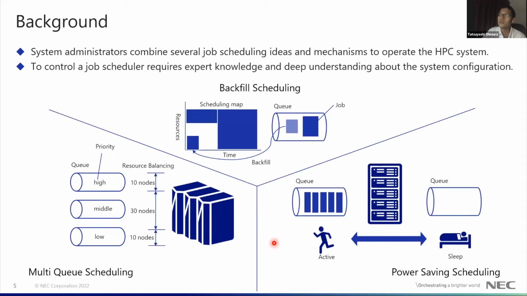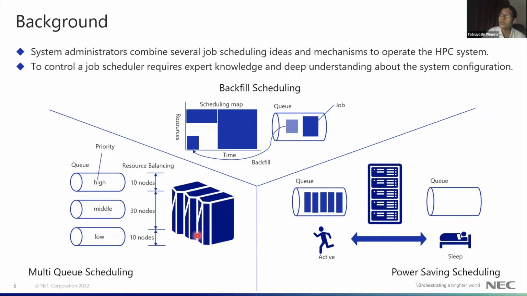The HPC system administrators use a job scheduler to schedule jobs to computing resources in the system. Backfill scheduling is a typical job scheduling algorithm that has some parameters to efficiently use idle computing resources. Another example is multi-queue scheduling, which defines a queue for each job priority and enables urgent job operations.